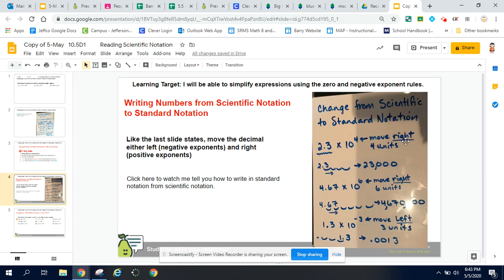Now, when you have a negative exponent, your numbers will be with the decimal. If you're moving it to the right up here, you're going to just get really big numbers like 23,000. So you're going to notice that when you move it to the right, the numbers get really big, but when you move it to the left, they get really small. Hope this helps.